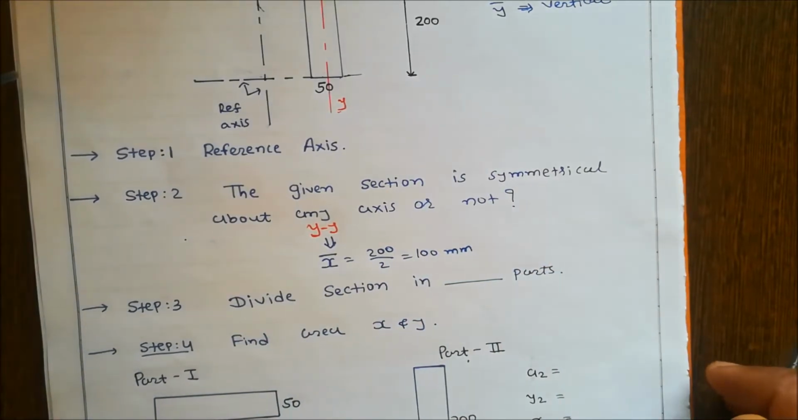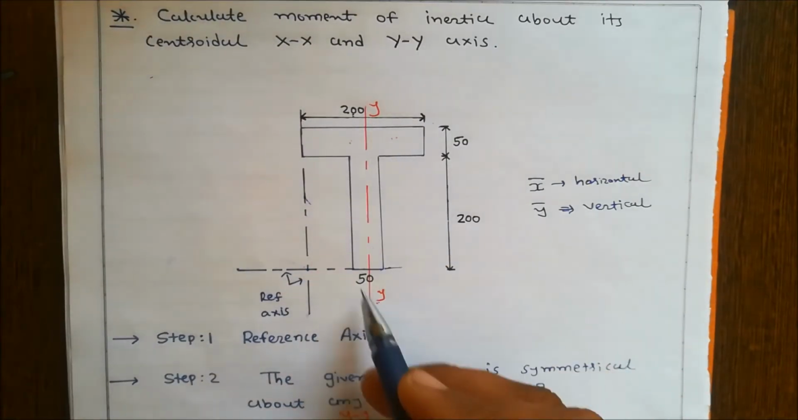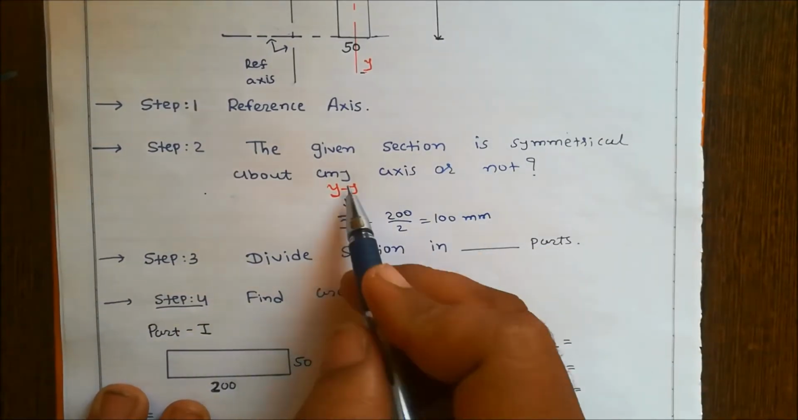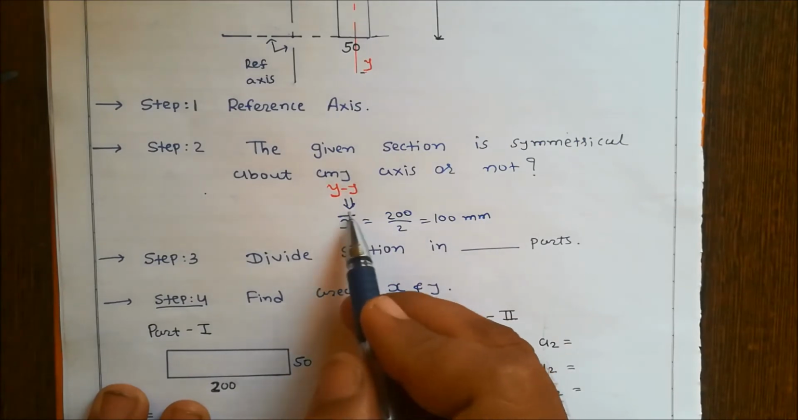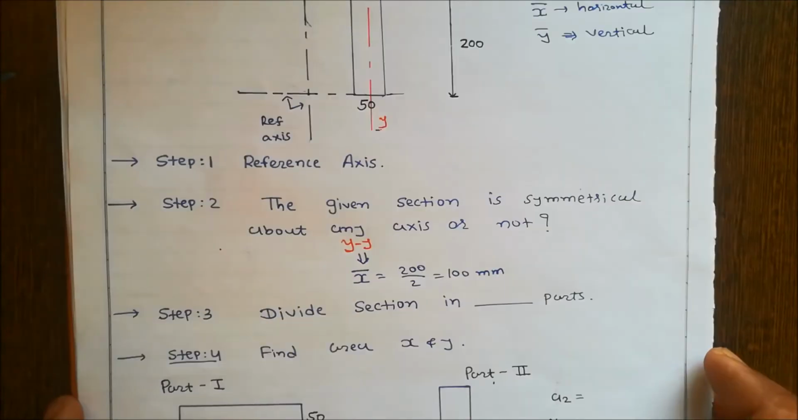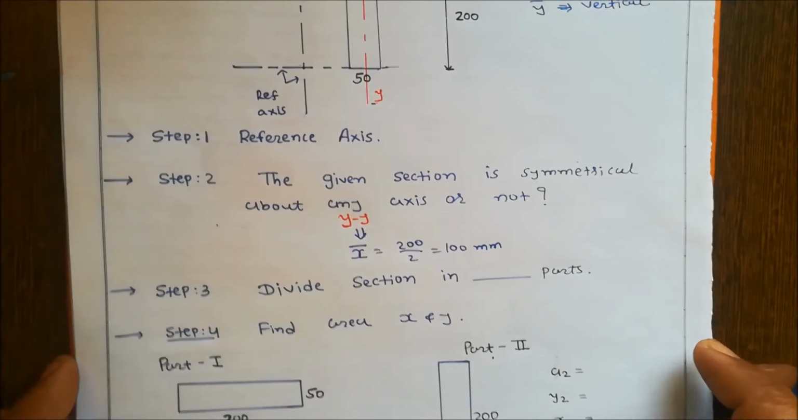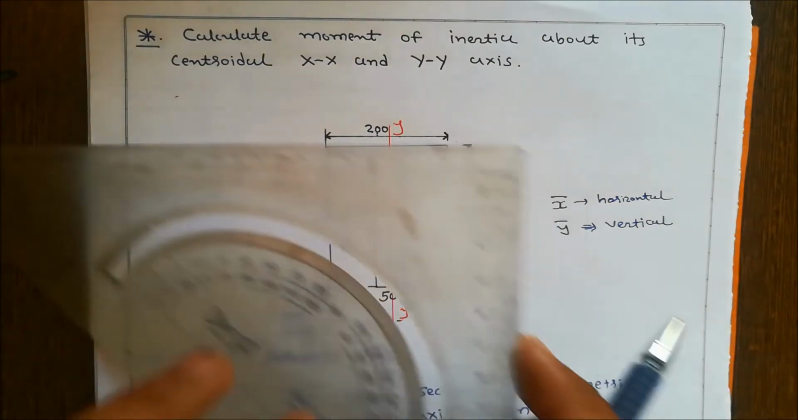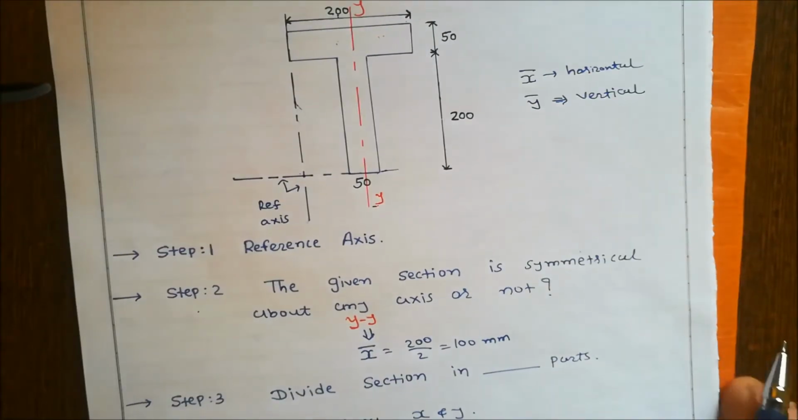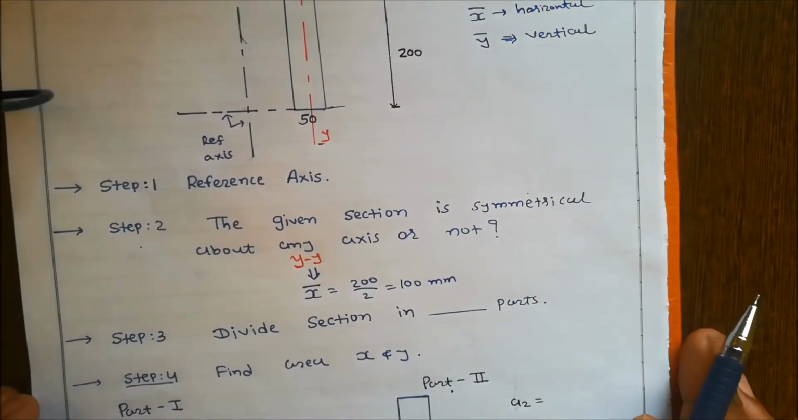Again I repeat, in step number 2, check whether the given section is symmetrical about any axis or not. So here in the T section, the YY axis is symmetrical. So here we write the given section is symmetrical about the YY axis. So what is the advantage of a symmetrical axis? If the YY axis is symmetrical, then we directly calculate x bar. And if the XX axis is symmetrical, then we directly calculate y bar. So here we directly calculate x bar from the reference axis. From the reference axis, the horizontal distance is 200. So x bar is equal to 200 divided by 2 is equal to 100 mm.